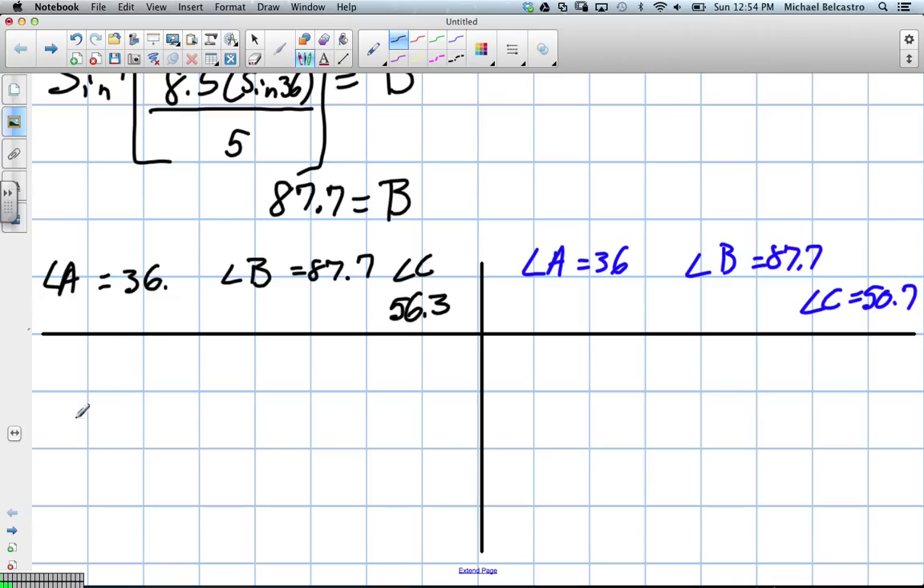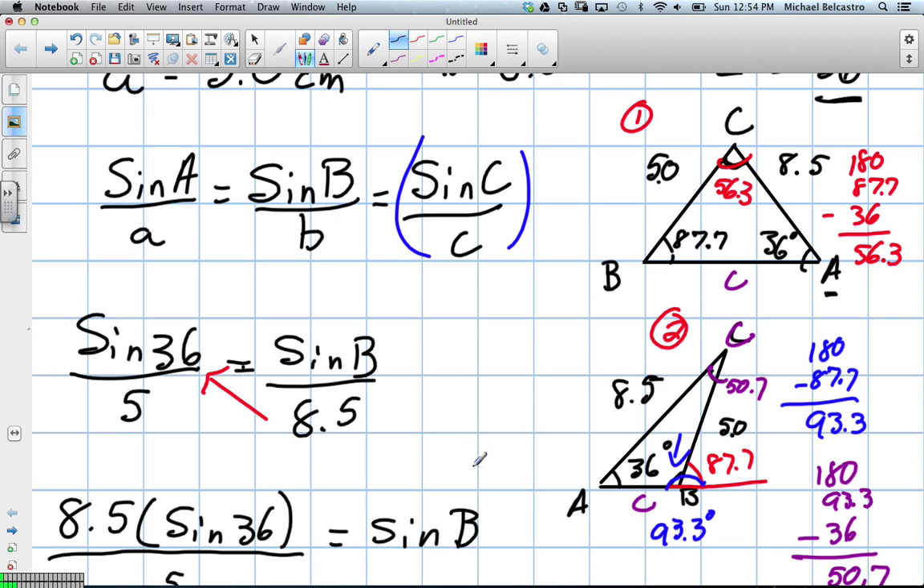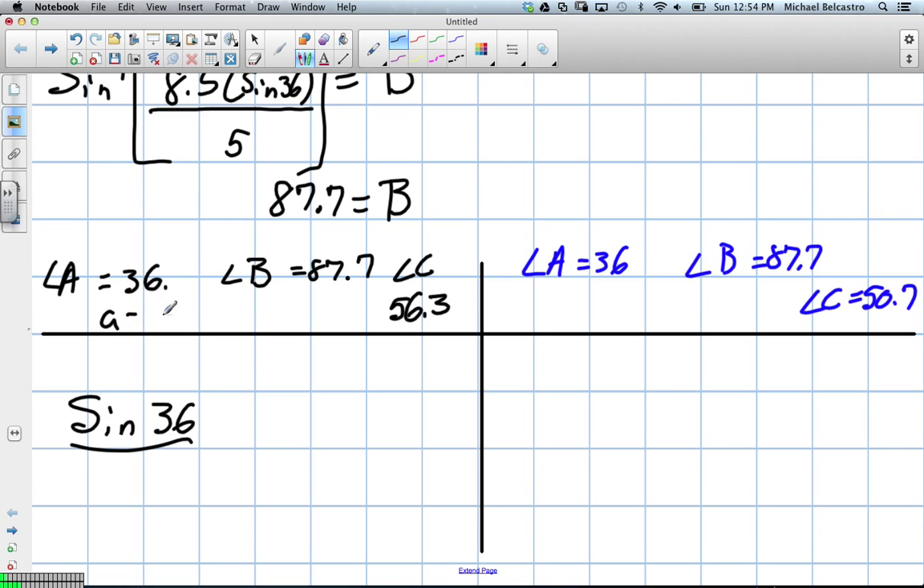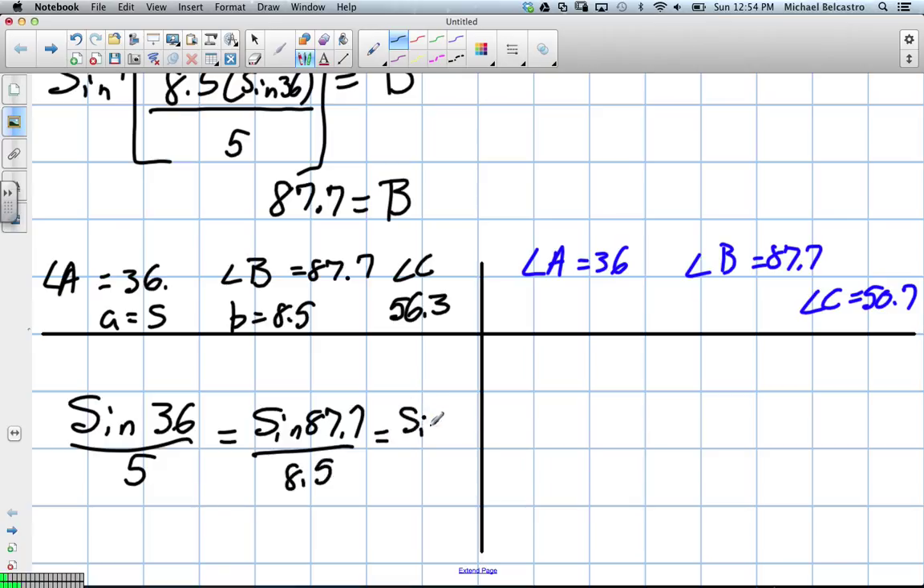So when we use our sine law here, we're going to get sine A is 36. Side A was 5 and side B was 8.5. So A is 5, sine B is 87.7. And I'm going to show you a trick here. We have sine C is actually 56.3, but side C is what we're looking for. Okay, now we can work from here. There's nothing wrong with that.